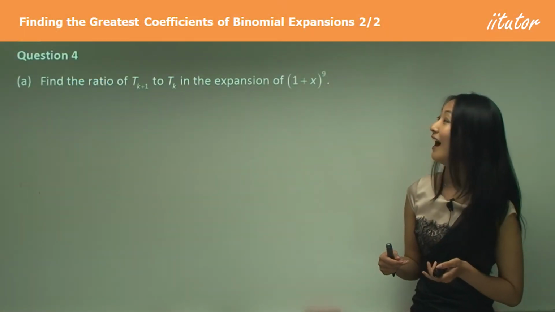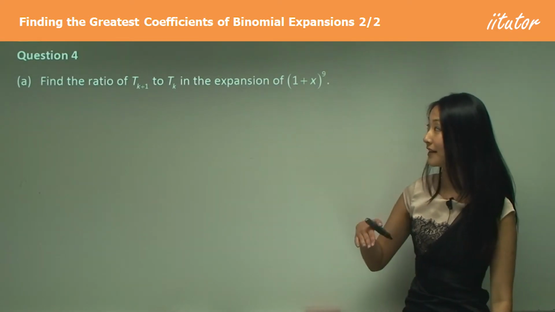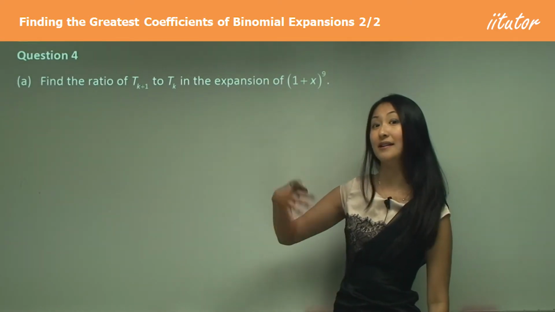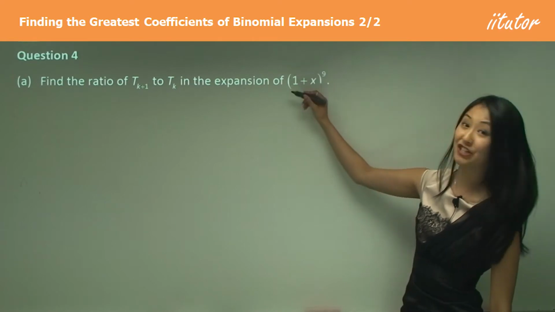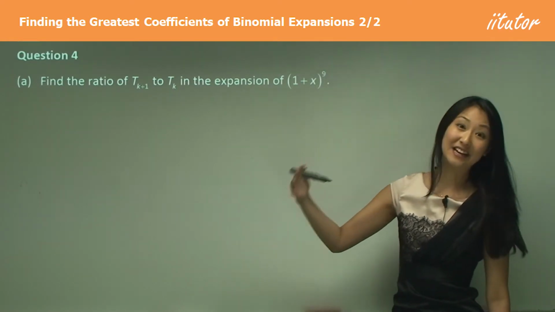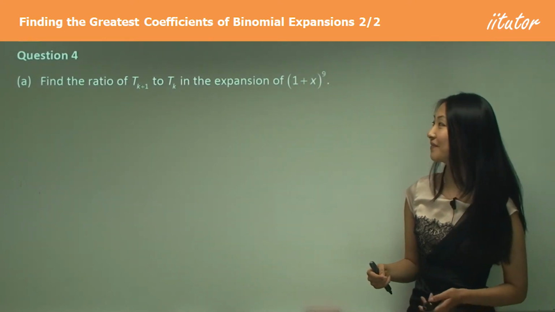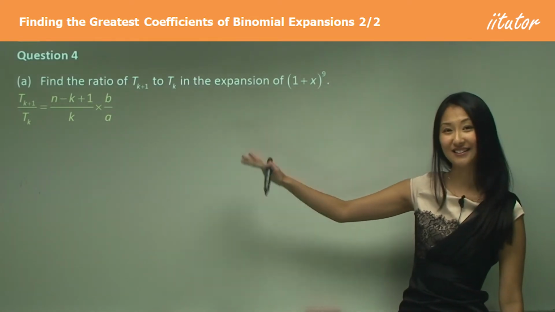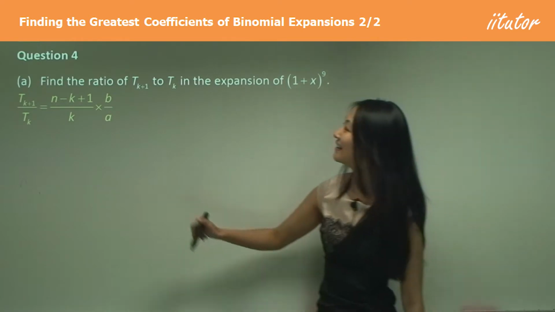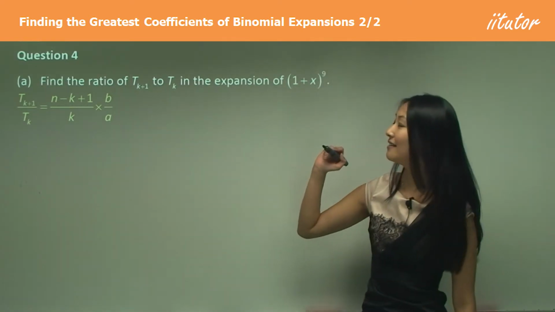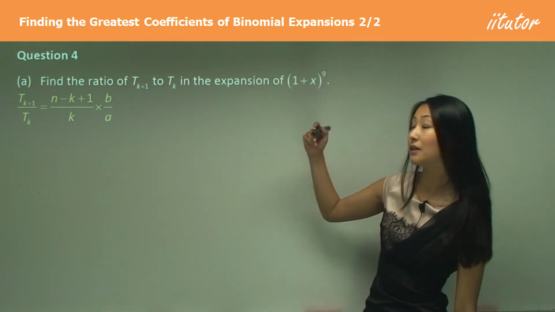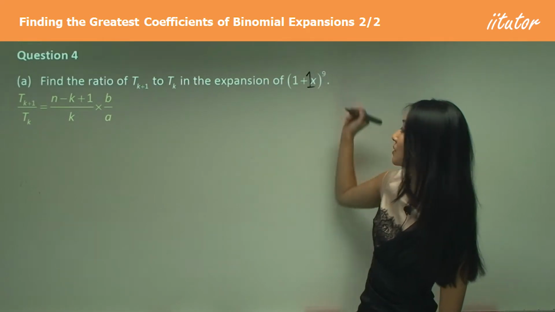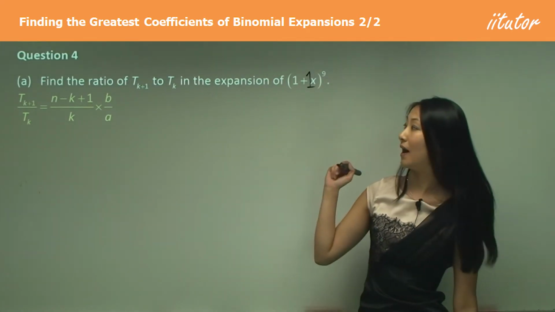So here, I want us to find out the ratio firstly of tk plus 1 to tk for the expansion of this, and it's going to lead on to us finding the greatest coefficient. So firstly, remember, just use the equation for this, all right? Don't go through that whole thing. So n will just be 9, and b, because we're just considering the coefficient, that's just 1, right? And a is 1 as well.